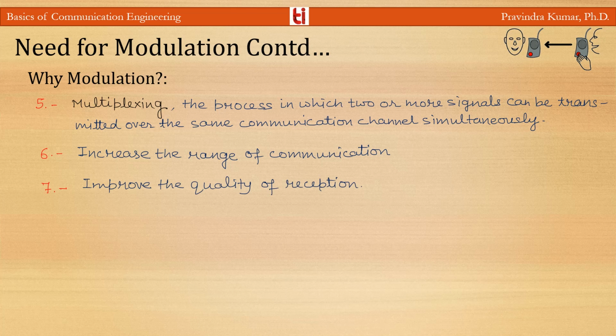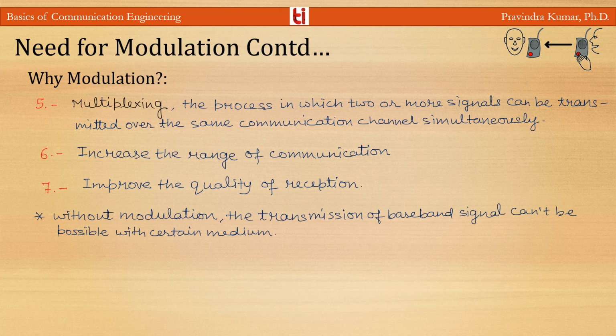And the seventh necessity of modulation is to improve the quality of reception, since there is a reduction of noise to a great extent compared to noise in the baseband signal. So without modulation, transmission of the baseband signal or message signal is not possible with certain media, that is, it cannot be used for radio transmission where the medium is free space.